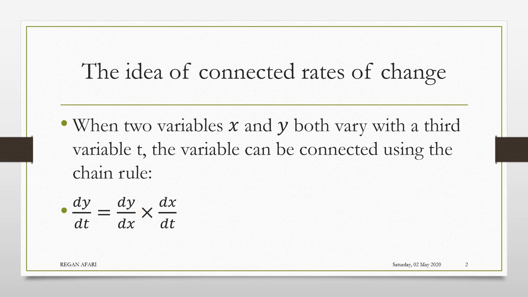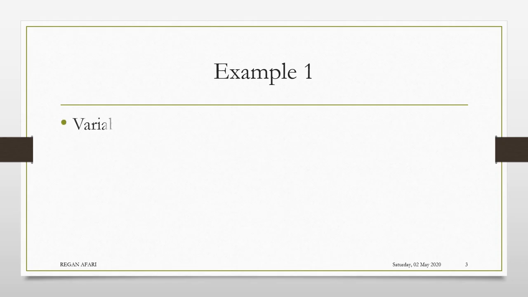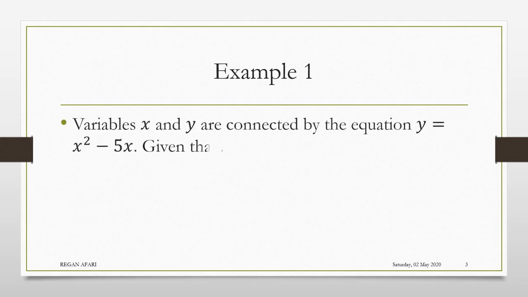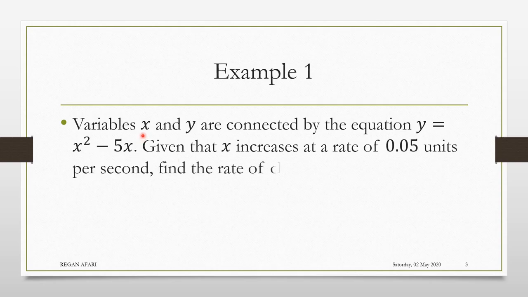So let's start with the first example. We have variables x and y connected by the equation y equals x squared minus 5x. Given that x increases at a rate of 0.05 units per second, find the rate of change of y when x equals 4. Like I said, we don't need the formulas; let's get it straight from the question. First, let's get our important data from the question.